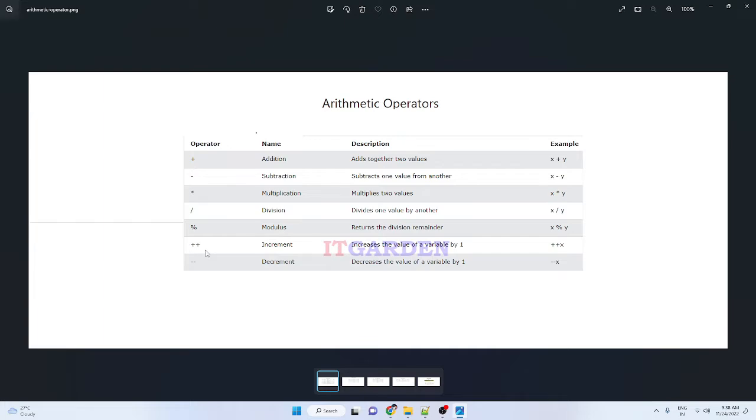Then the plus-plus symbol is the increment operator, and the minus-minus symbol is the decrement operator. These are all arithmetic operators. Now we'll see the practical session.